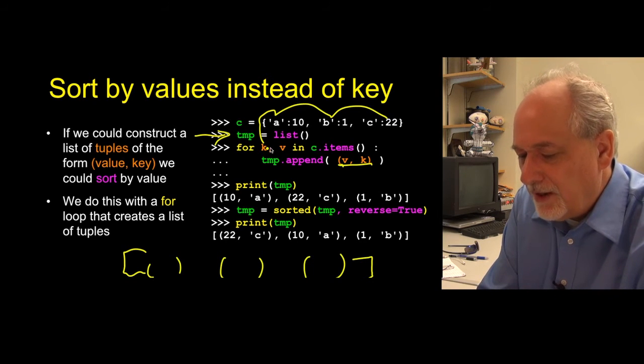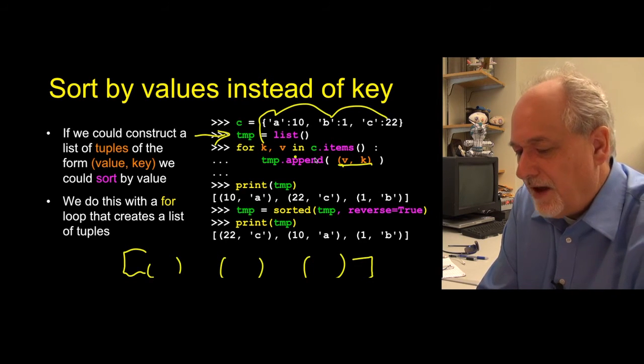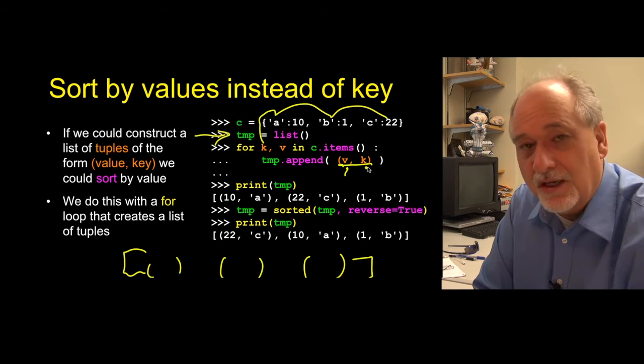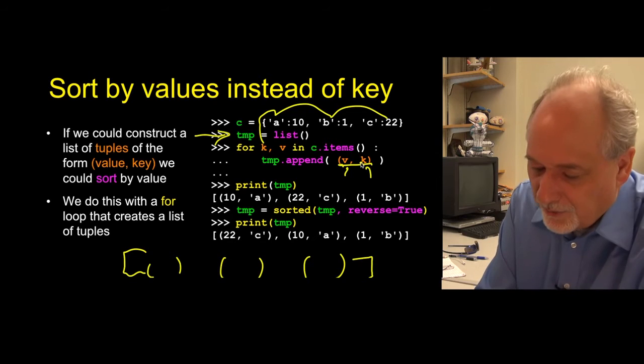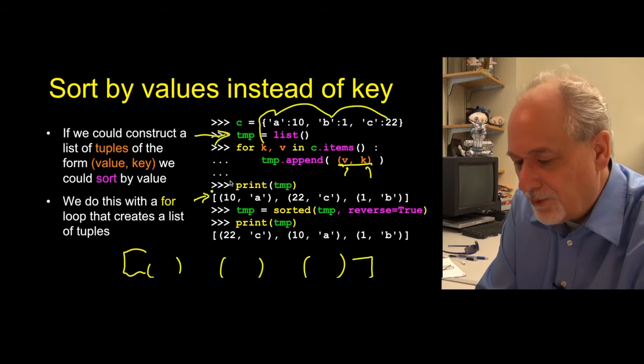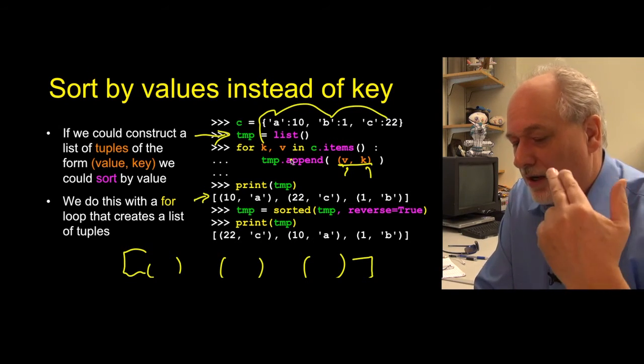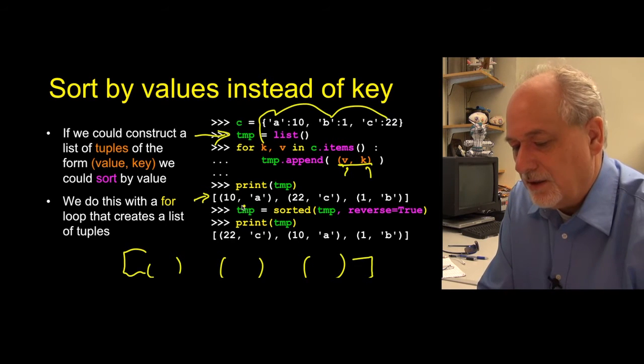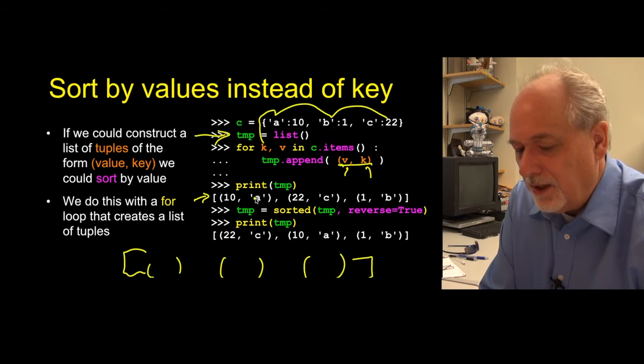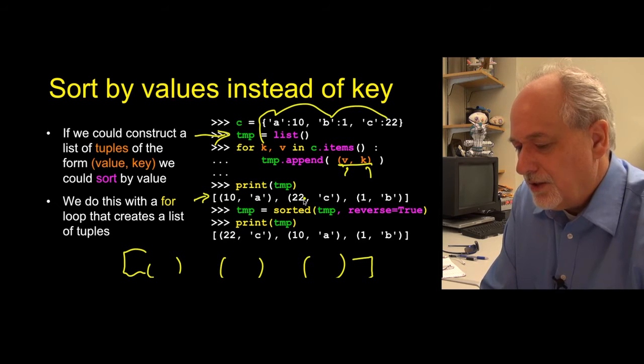Except we're not going to append them in key value order. We're going to flip them and append: the first part of the tuple is going to be the value and the second part is going to be the key. So we end up with this. This is our temporary data structure that we have constructed to make our job really easy. So this ends up being 10A, 22C, 1B.